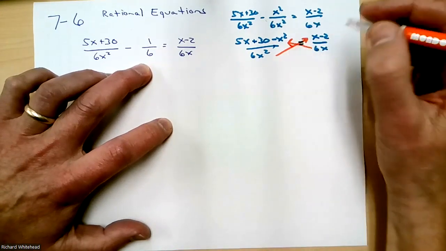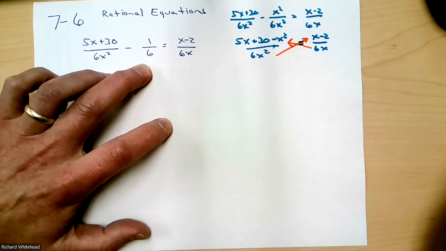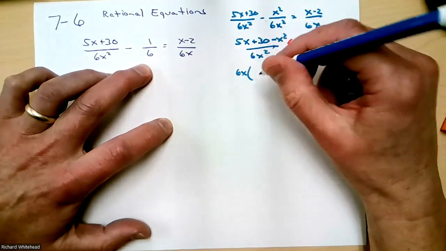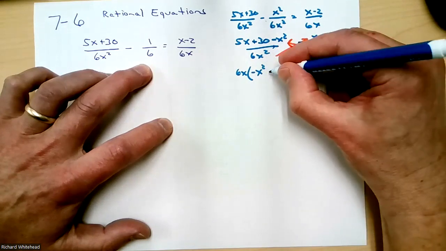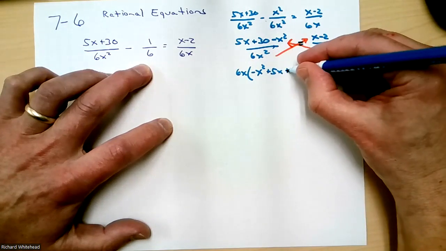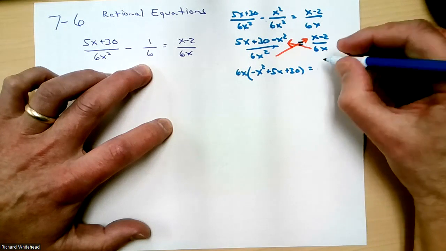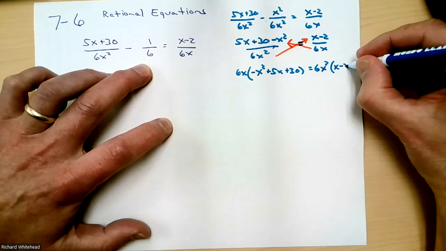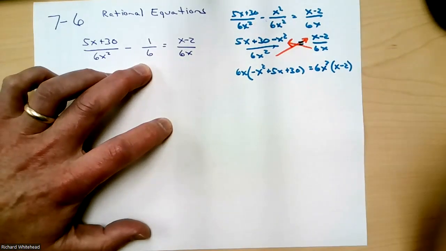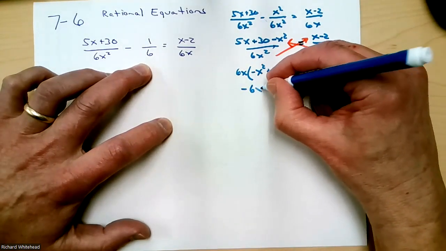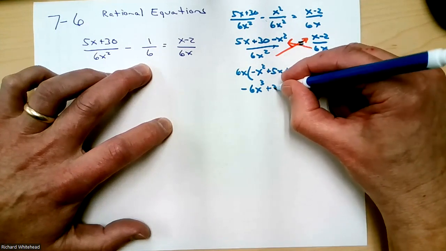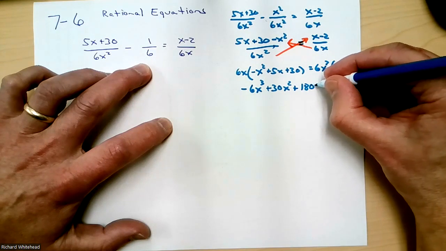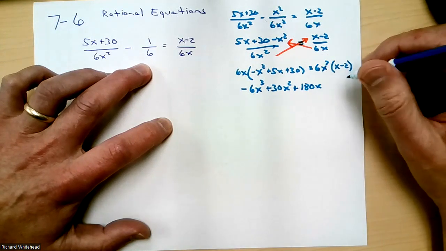Now we can do good old cross multiplication like we've been doing since we were little kids. So we can have 6x times, and I'm going to change the order here, negative x squared plus 5x plus 30 equals 6x squared times x minus 2, like that. Have I ever mentioned this is not what I recommend? Good, because this is not what I recommend, but I'm going to show it to you anyway in case somebody insists that this is the best way to do it. I don't know who would do that.